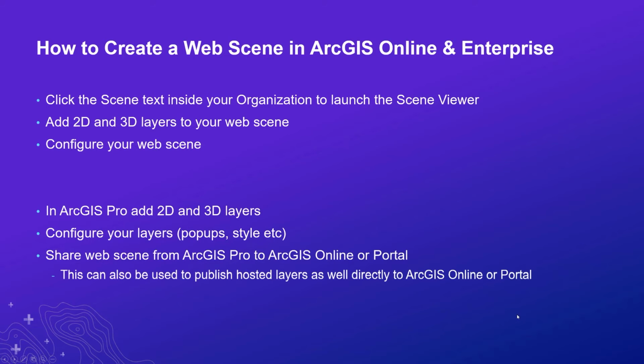And then how do we actually create these web scenes? We can open the scene layers into the scene viewer, and we can add 2D or 3D layers, and then we just configure our web scene there in the scene viewer. We could also choose to do everything in Pro, where we would add that 2D and 3D content. We could configure those layers with smart mapping, pop-ups, etc. And then we would just choose to share that scene and all the layers to Online or Portal, and everything would just be bundled up with that web scene. And from that web scene, we have an item that is shareable to Raluca for her to use.